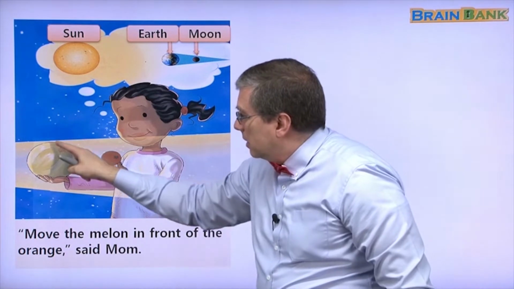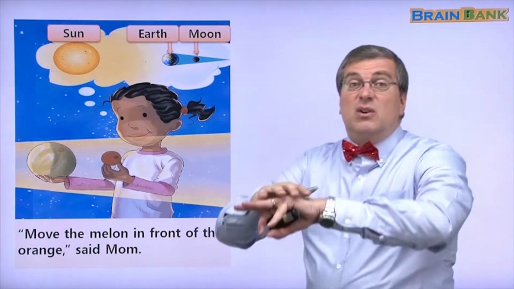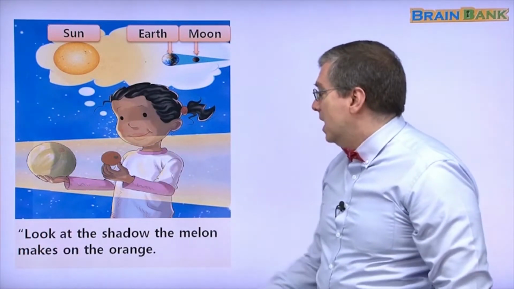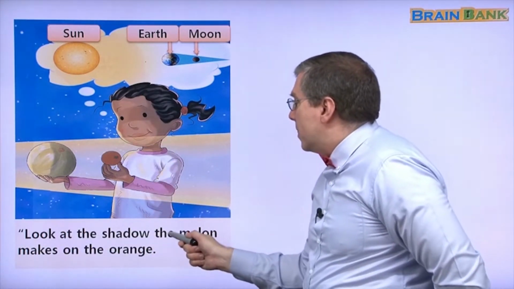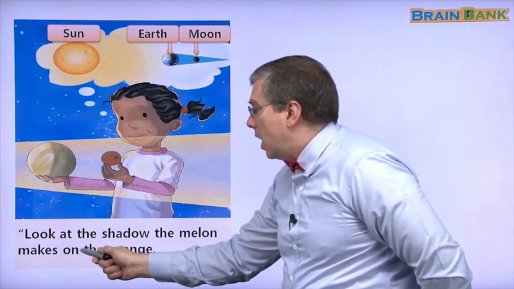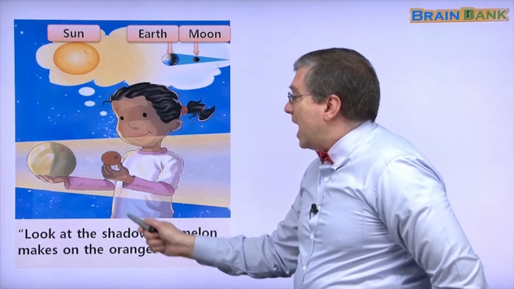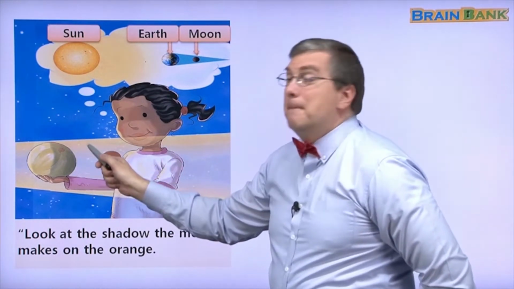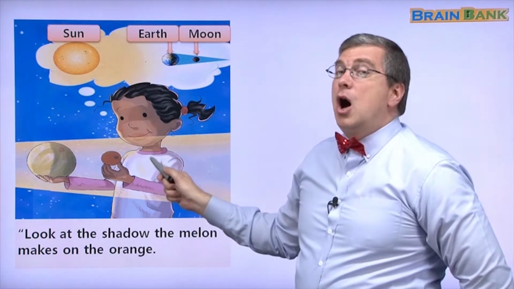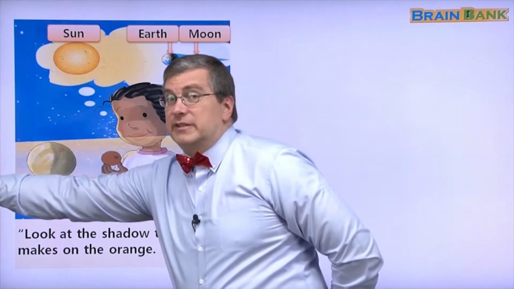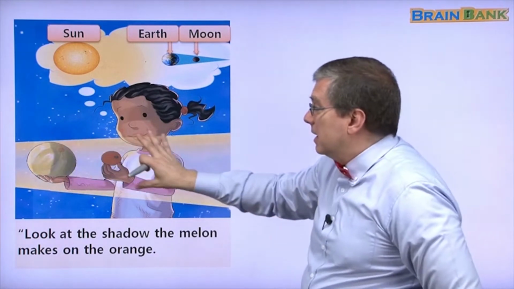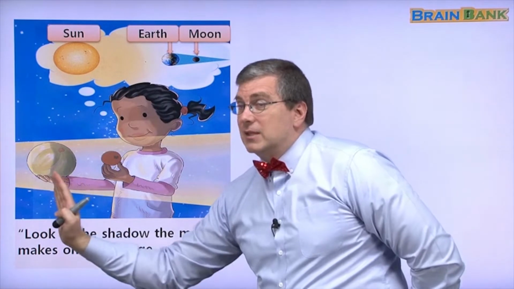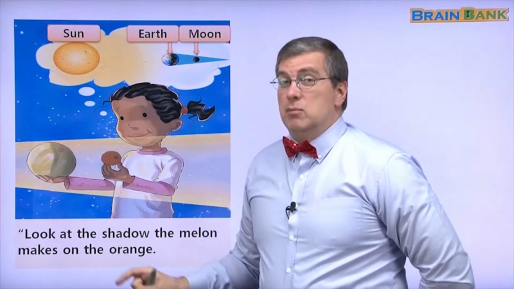And now look, wow, the shadow covers the whole moon, right? The whole orange. Look at the shadow the melon makes on the orange. The melon makes a shadow on the orange. Here is the sun. Here is the light. The earth, or the melon, blocks that light for the whole moon.